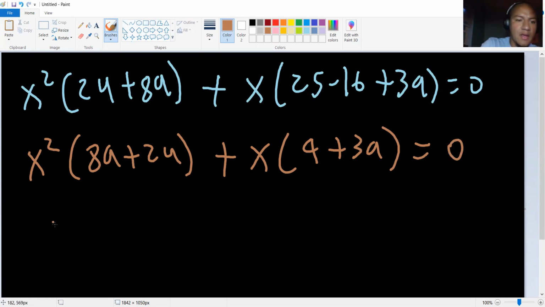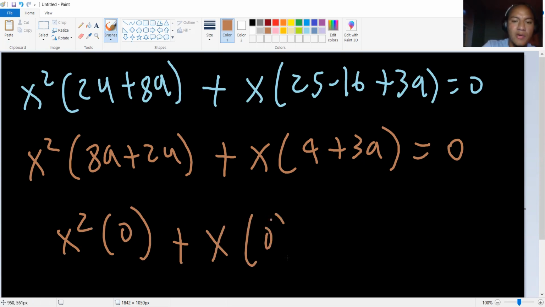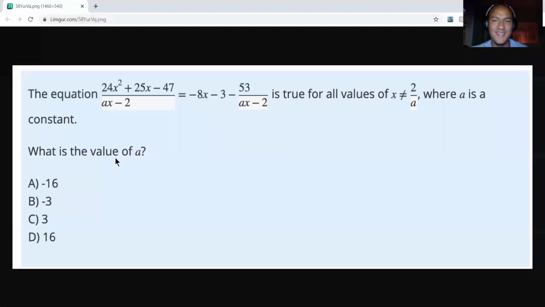You get x squared times 0 plus x times 0 equals 0. No matter what x you put in, x a million squared times 0 is 0, plus x times 0 is 0. 0 equals 0 every time. So that's what they mean. And so the answer is going to have to be negative 3, which is, let's see if that's one of our solutions. Please let it be one of the solutions. And it is, it's B.